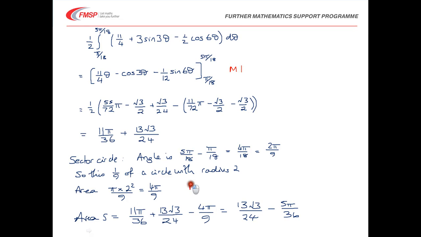There is a method mark and an accuracy mark for finding the area of the sector of the circle, and a final method mark for subtracting that from whatever you got for your integral, and a final accuracy mark for actually ending up with the correct answer.